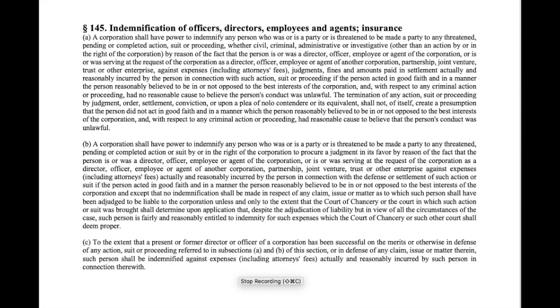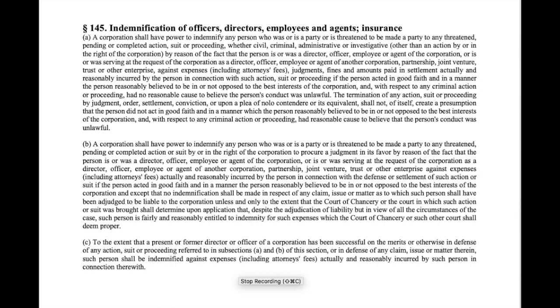In the middle of that paragraph, we're told that for liabilities arising in lawsuits by or in right of the corporation, you can be indemnified against expenses, including attorney's fees, actually and reasonably incurred by the person in connection with the defense or settlement of such action or suit, if the person acted in good faith and in a manner reasonably believed to be or not opposed to the best interest of the corporation, except that no indemnification shall be made in respect of any claim as to which such person shall have been adjudged to be liable to the corporation.